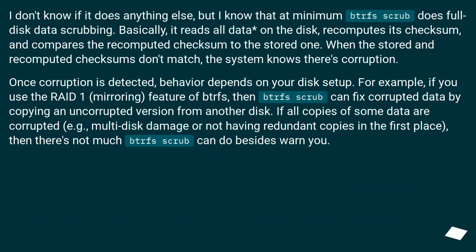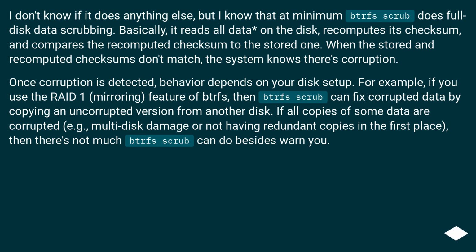I don't know if it does anything else, but I know that at minimum, btrfs scrub does full disk data scrubbing. Basically, it reads all data on the disk, recomputes its checksum, and compares the recomputed checksum to the stored one. When the stored and recomputed checksums don't match, the system knows there's corruption. Once corruption is detected, behavior depends on your disk setup.